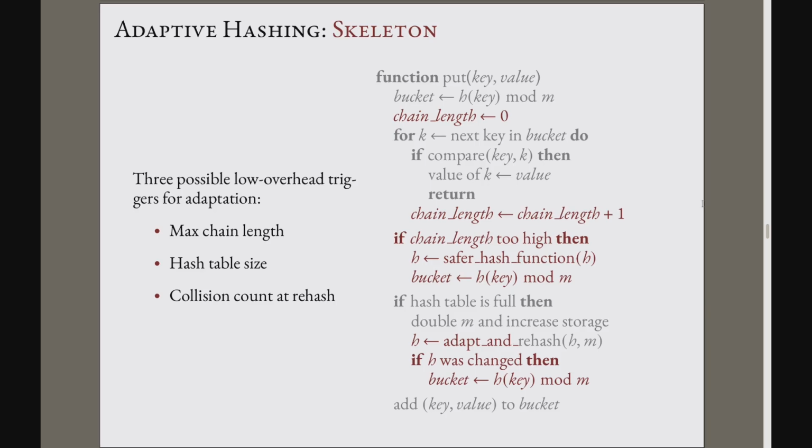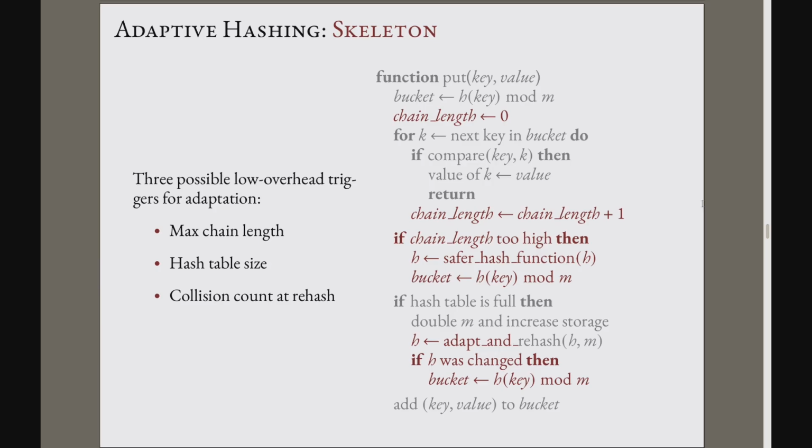So we have three mechanisms at a high level with which to trigger adaptation: exceeding a predefined limit on the bucket size, reaching a certain hash table size, and having too many collisions, more than would be expected with a random hash.